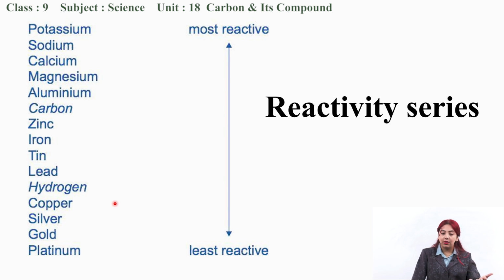So when I talk about highly reactive metals, I'm talking about those metals that are present on the upper side of the reactivity series. And when I'm talking about less reactive metals, then it is those metals that are present on the lower side of the reactivity series.